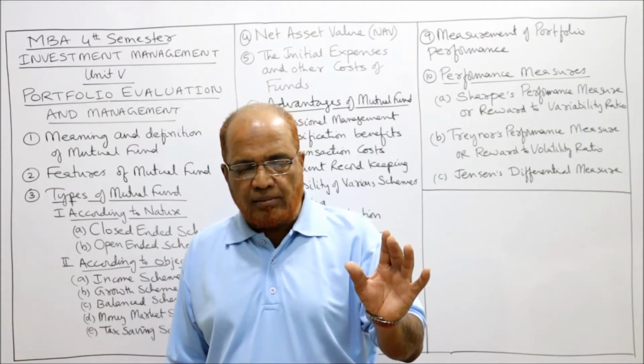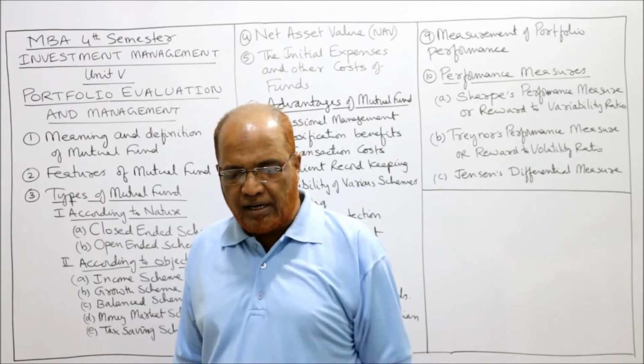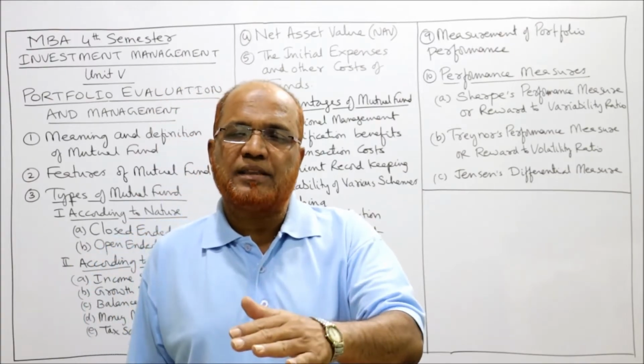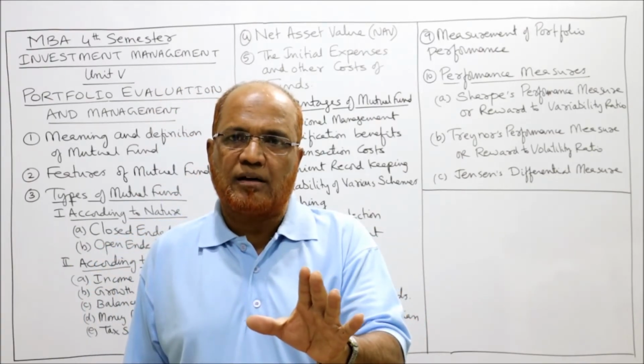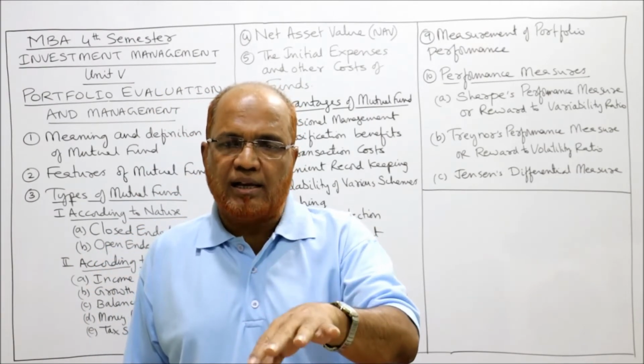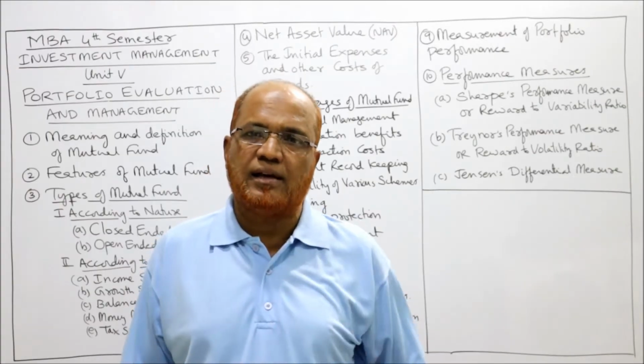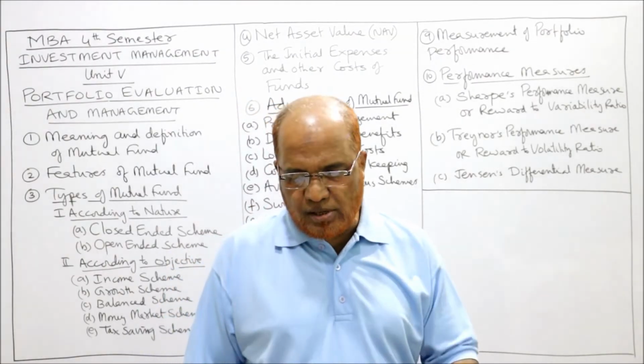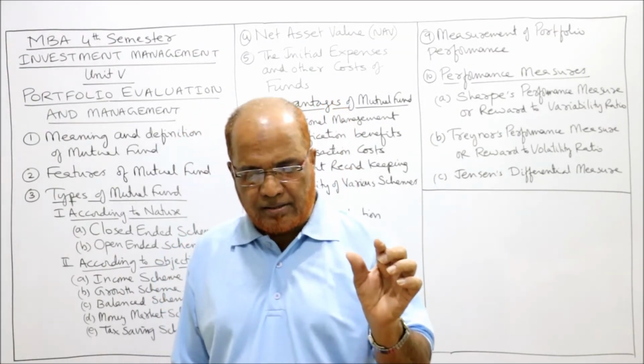A closed-ended scheme has a stipulated maturity period, which generally ranges from 3 to 15 years. 3 साल से 15 साल तक का मेच्योरिटी पीरियड रहता है. यानी कोई म्यूचुअल फंड 3 साल के लिए, 5 साल के लिए, 10 साल के लिए, 15 साल के लिए, इस तरह के पीरियड के लिए म्यूचुअल फंड देते हैं. The fund is open for subscription only for a specific period.